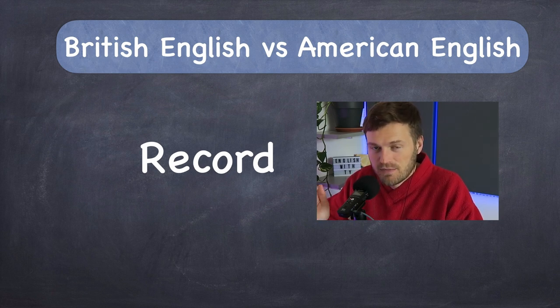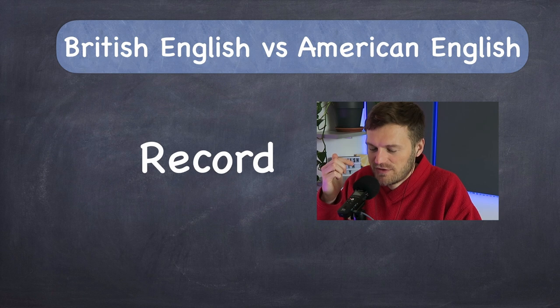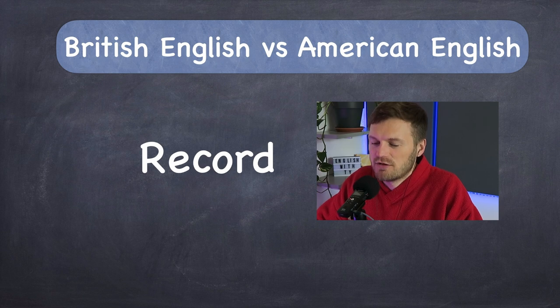I'm making my mouth quite round. The lips are getting quite round for record in the British English version. Whereas in the American English version, it's more like record. So the O is more like a R. Here is an example for you. Listening to a record. What record?